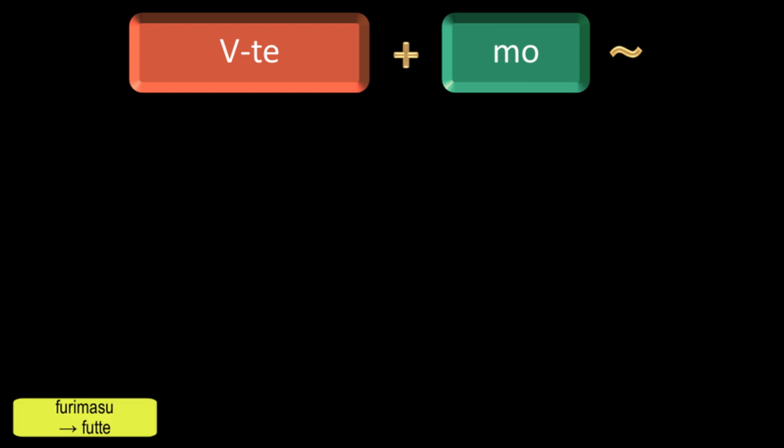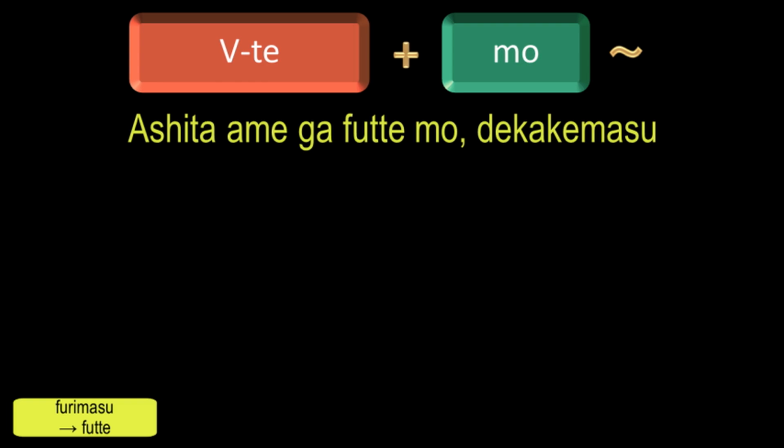The verb furimas means to fall or precipitate, and it is used in case of rain or snow. Its te form is futte, and by adding mo, we will get the expression futte mo, which means even if it rains. And to say even if it rains tomorrow, I will go out, in Japanese it will be ashita ame ga futte mo dekakemasu. Let me go to the next example.